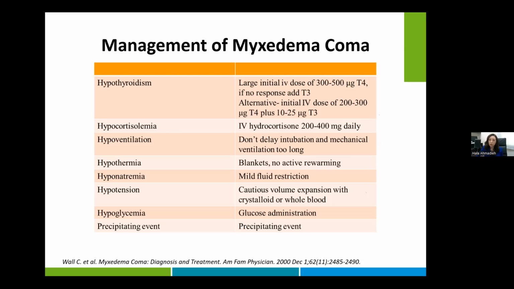Like if they need oxygen, we may give them oxygen. We usually give them blankets to warm those individuals. We do fluid restriction as a way of treatment for the hyponatremia. And of course, we identify what the precipitating event is, and we usually try to tackle that as well.